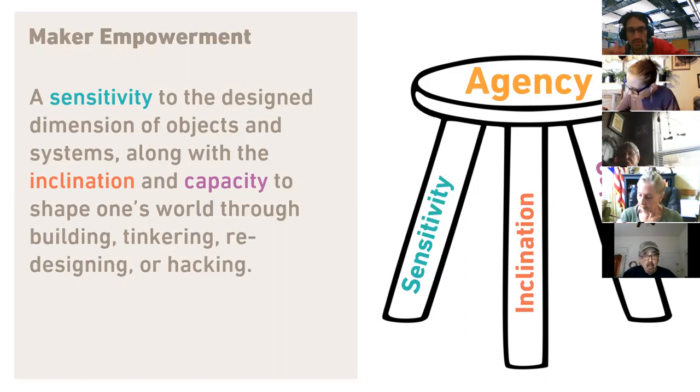So a simple example is riding a bike. Capacity for riding a bike is you know how to stay balanced and you can move. Inclination is you actually want to ride your bike. And sensitivity is being aware of when and where you can ride your bike. Are there laws preventing you from riding your bike? Is the weather bad? Do you have time? And if any one of these legs is missing, we are not going to take action or agency.